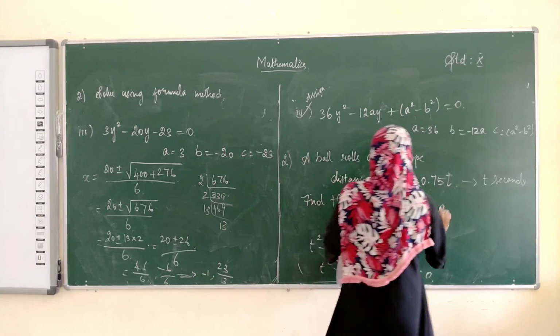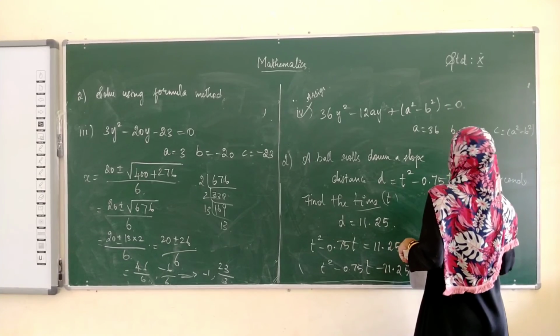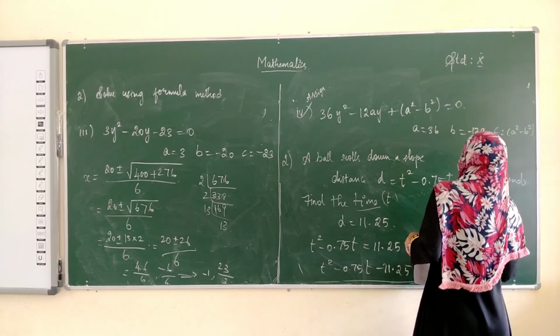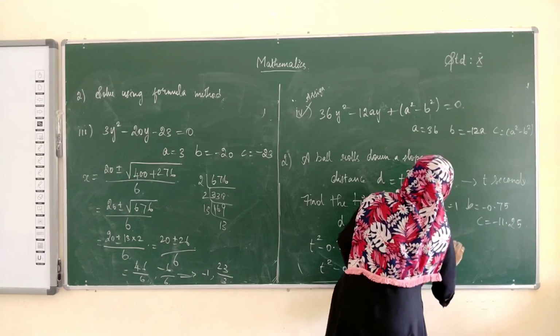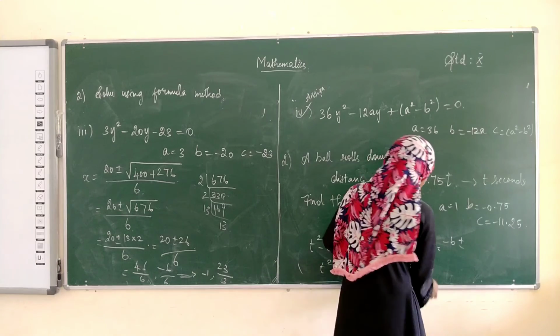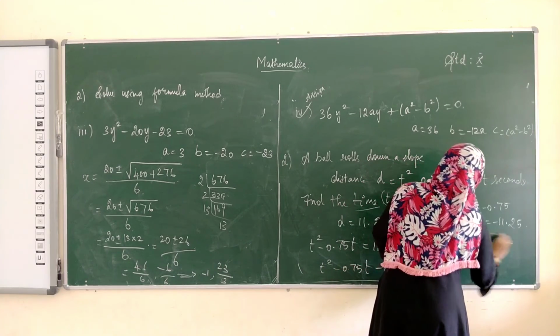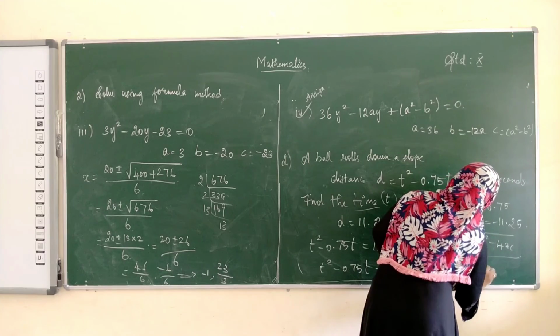So what we can do is we can take the value of a as 1 from this equation, and the value of b is minus 0.75 and the value of c is minus 11.25. Substitute in the formula, the variable is t, right? Minus b plus or minus root of b square minus 4ac divided by 2a.